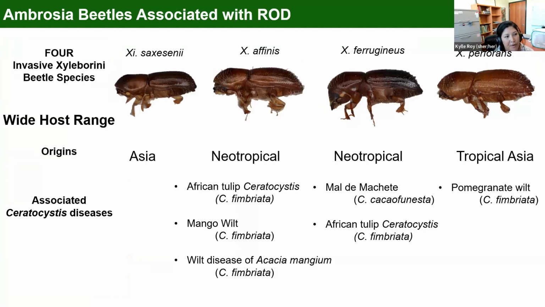We found 4 different invasive ambrosia beetle species associated with ROD: Xyleborinus saxesenii, Xyleborus affinis, Xyleborus ferrugineus, and Xyleborus perforans. All 4 of these ambrosia beetles are invasive species, so they're not native to Hawaii. I listed all the origins of where they're from. They're all generalists, so they have a really wide host range, and many of them have been associated with other Ceratocystis diseases.